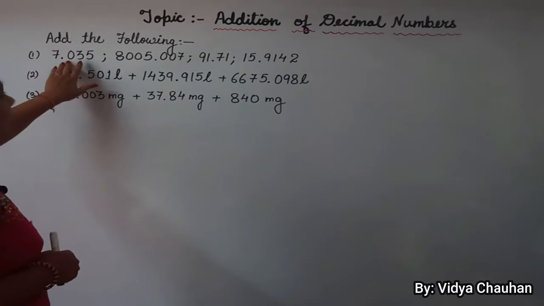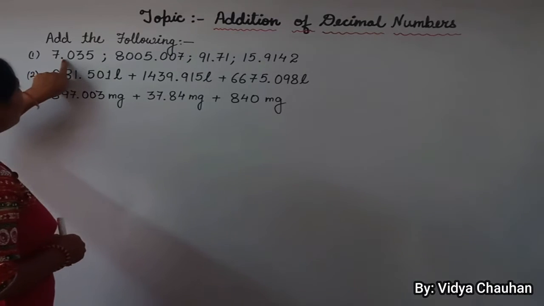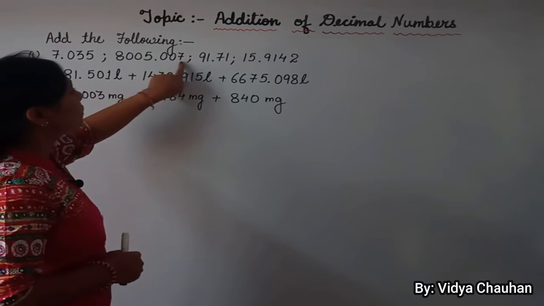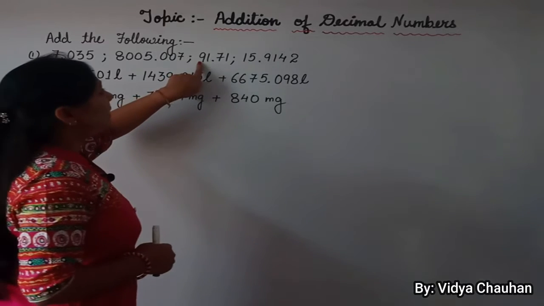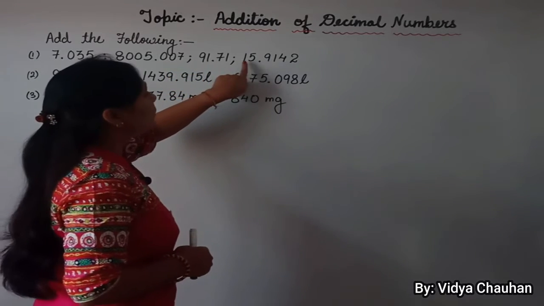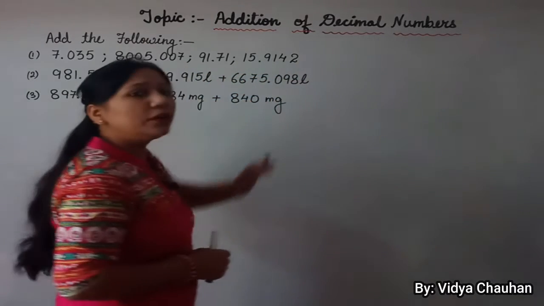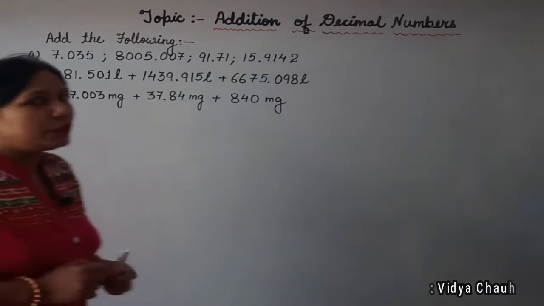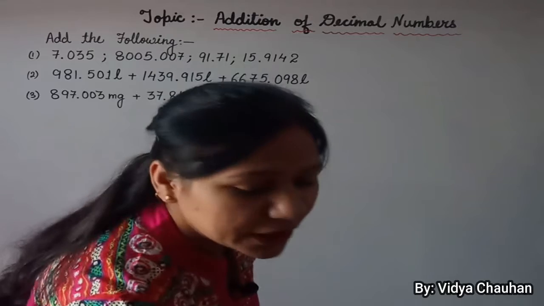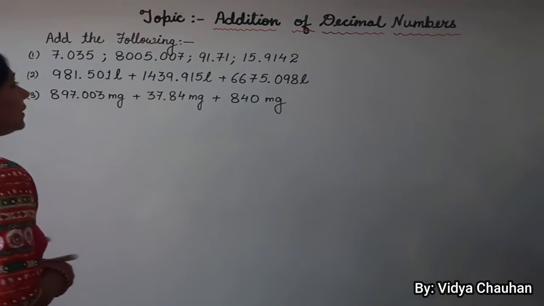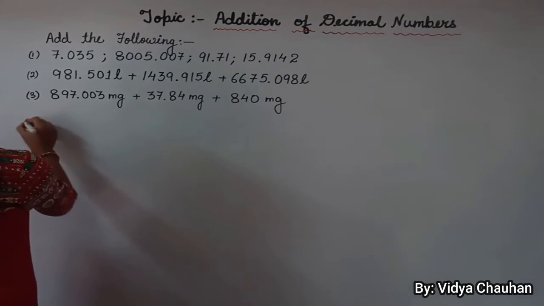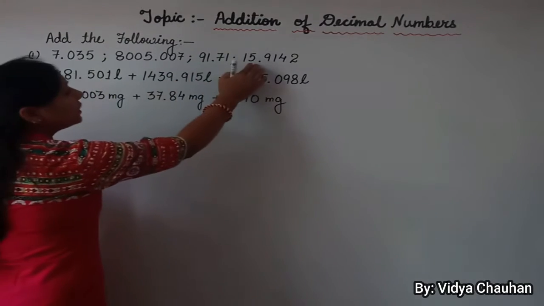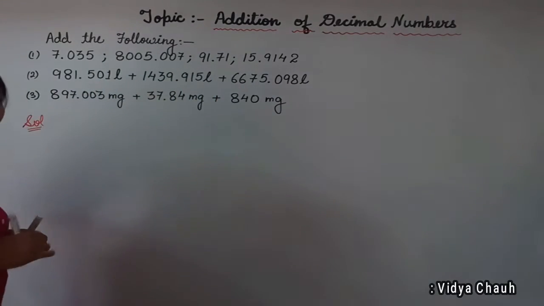The first part, in which you have to add 7.035 with 8005.007. Third number is 91.71 and 15.9142. So we have to add these four numbers together using the addition operation. So let us see how to write these numbers very first in the format. Let us write these numbers, which are given in the horizontal form, in the vertical format.